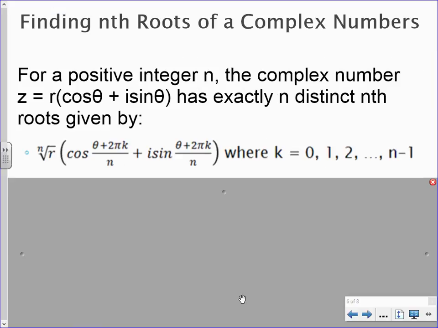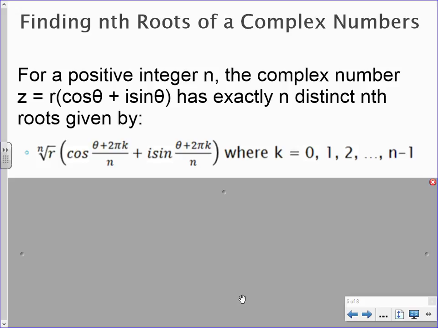All right. So as long as you have your number in trig form, you're going to take the nth root of the r, and then the theta will change with each root that you find. So whatever your angle is, you're going to put here. When k is 0, you won't add anything to your angle. When k is 1, you would add 2 pi to your angle, or 360, okay? For your next one, you plug in 2, so you take your angle and you add 4 pi, or 720 degrees, and divide by n, okay?